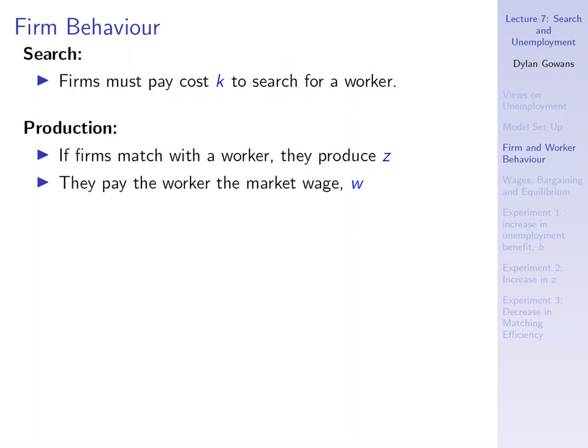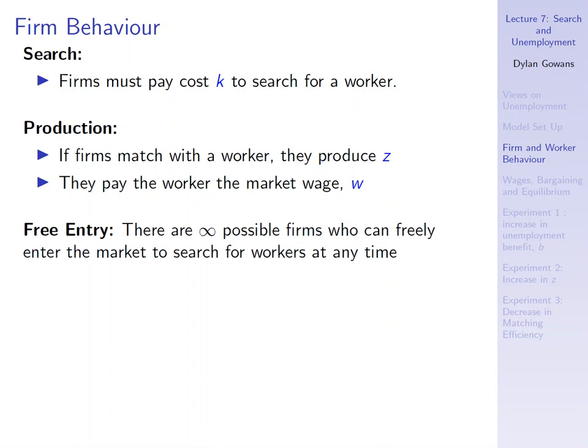If the firm meets a worker and matches, then they produce amount Z. This is like the productivity of the firm is Z. And they must pay that worker the market wage W. So they produce Z, they pay the worker W. That's if they match.